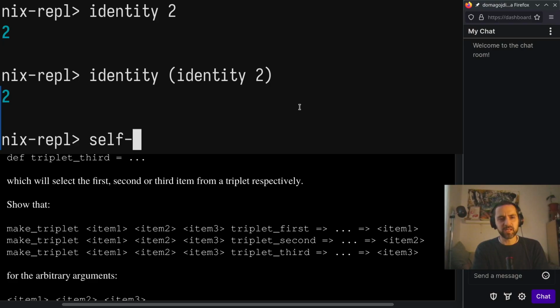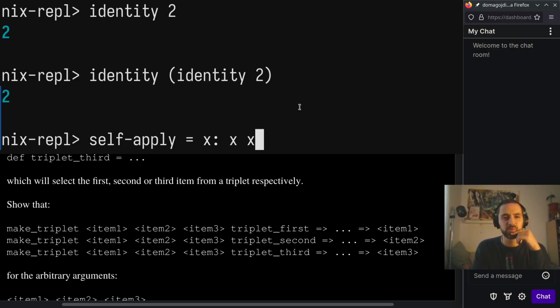The self-apply is cool. So we have a lambda x. The self-apply is like the identity function, but the only difference is that the self-apply applies that same argument to itself. But this shouldn't work now.